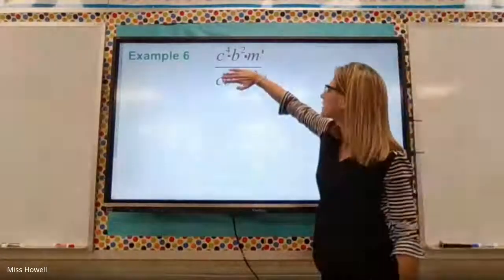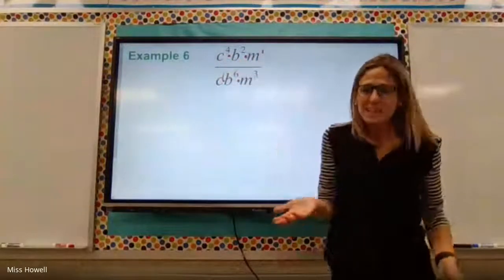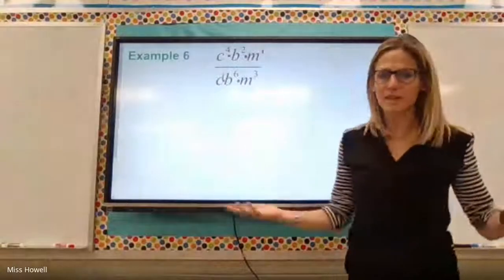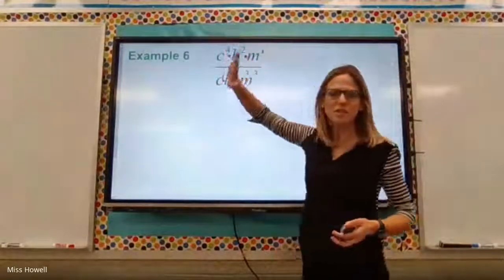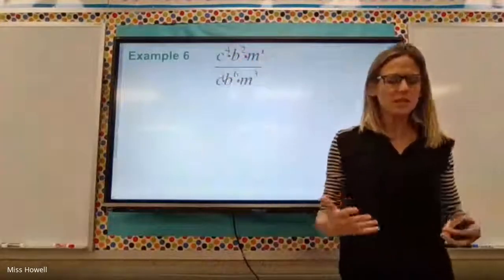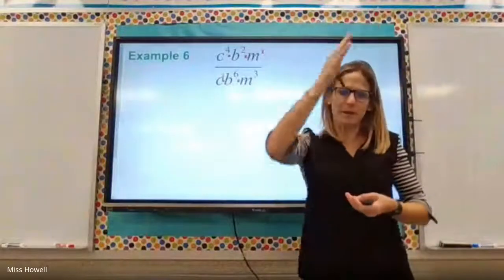So if I block this, and I say, is there any rule I can do just on the top? In this case, there's nothing that matches, nothing I can put together, no parentheses where I have to share powers, nothing like that. So there's nothing I can do just on the top. If I were to look at just the bottom, same thing. In this particular case, there's nothing we can simplify. So then I start to look at top and bottom and compare.